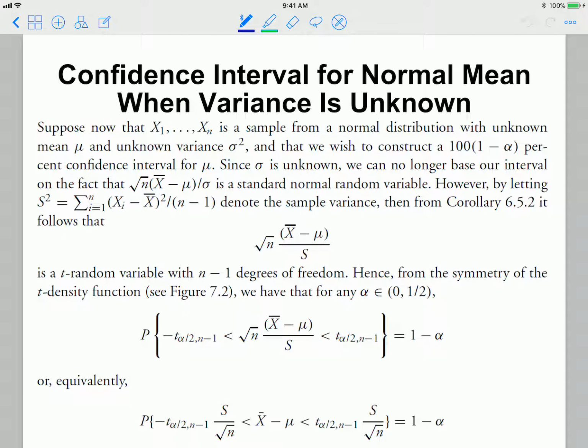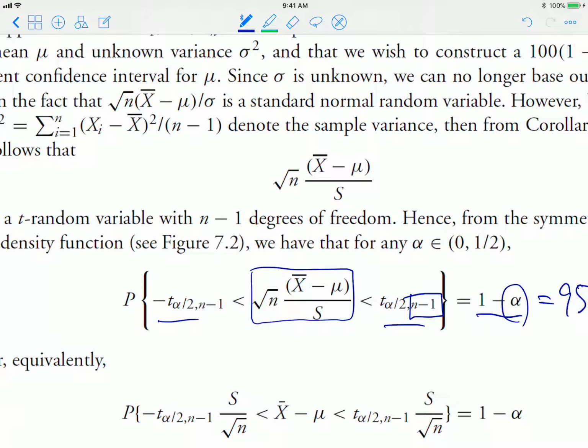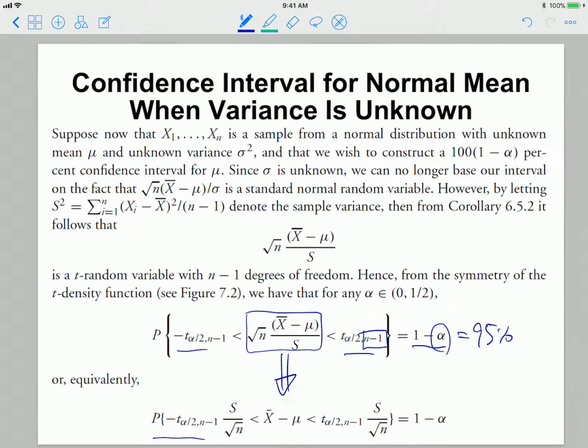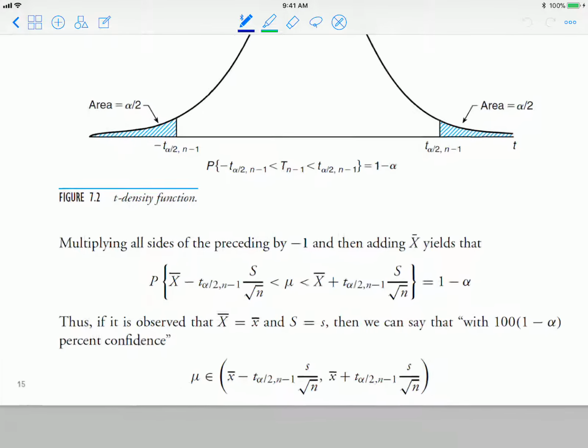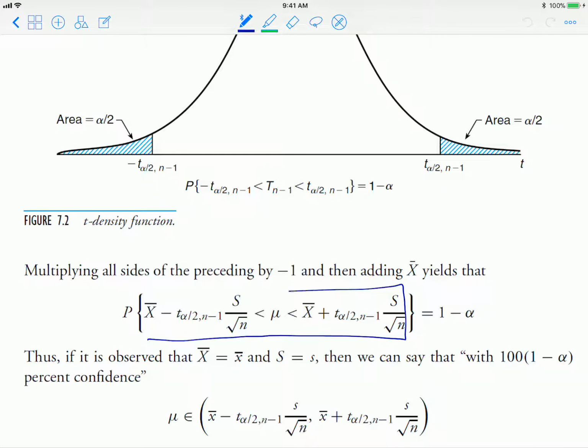But back to the overall story, this quantity will follow the t distribution, and the remaining story will be the same. Given a 95% confidence level, if it is a two-sided interval estimate, the t distribution will have this parameter value. And then the story will be the same. If we manipulate this, we obtain this, and then we finally obtain this interval estimate for the true parameter mu.